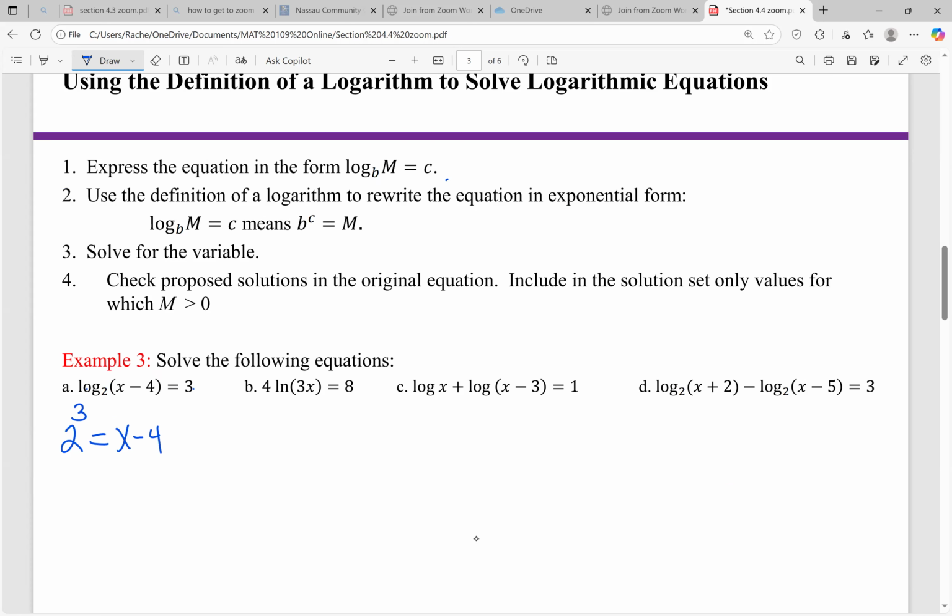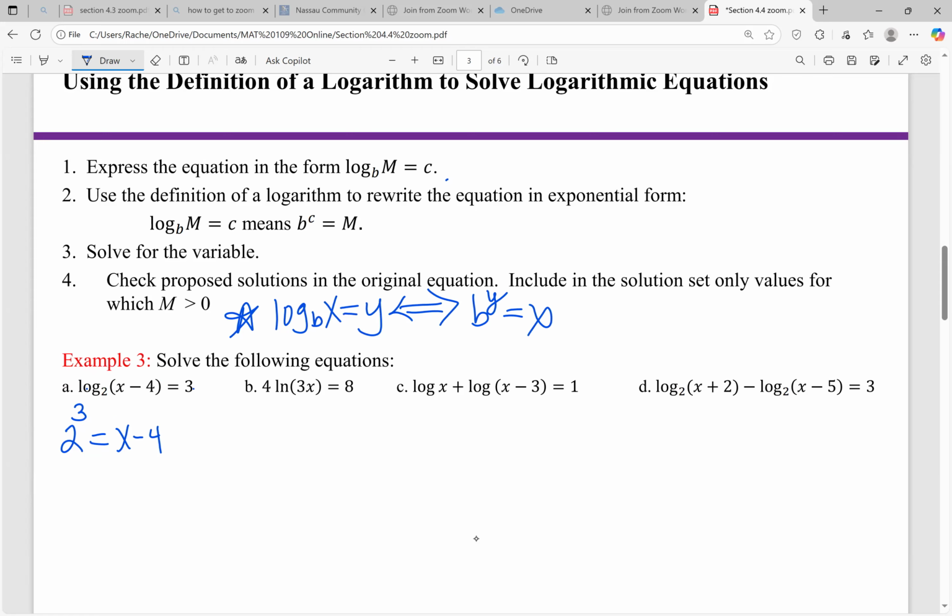Remember, when I taught you about how to go from logarithmic form to exponential, we had log base b of x is equal to y. And we said that's the same thing as b to the y equals x, right? And that's all I did over here. So 2 to the 3 equals x minus 4.